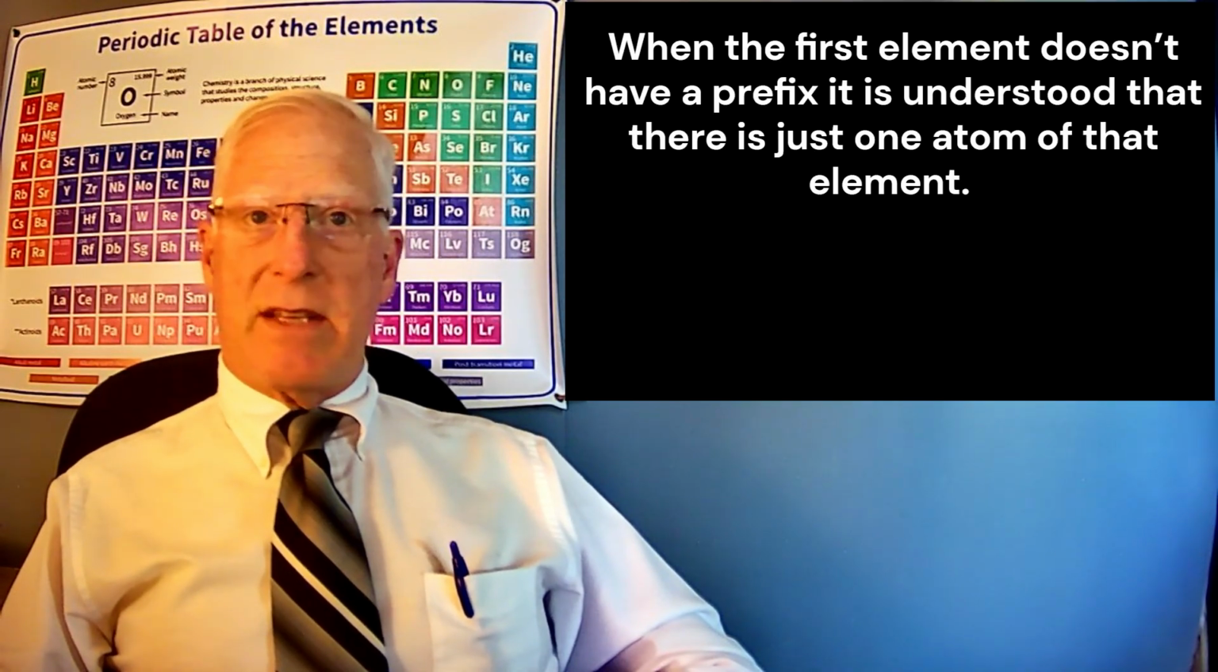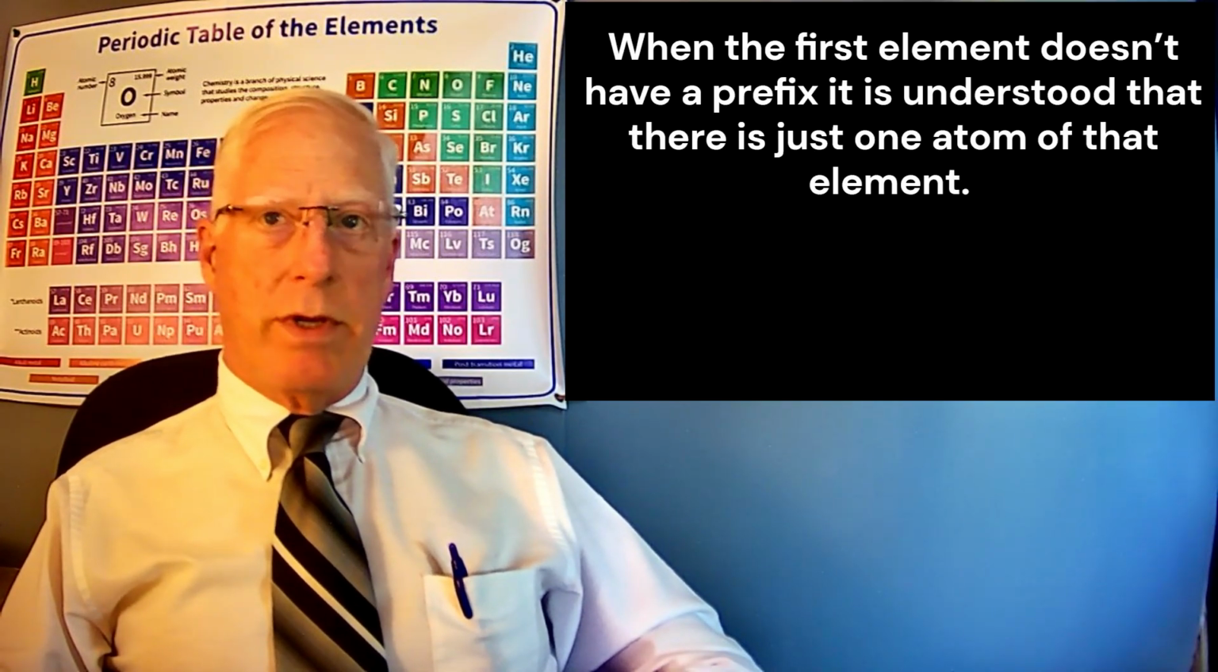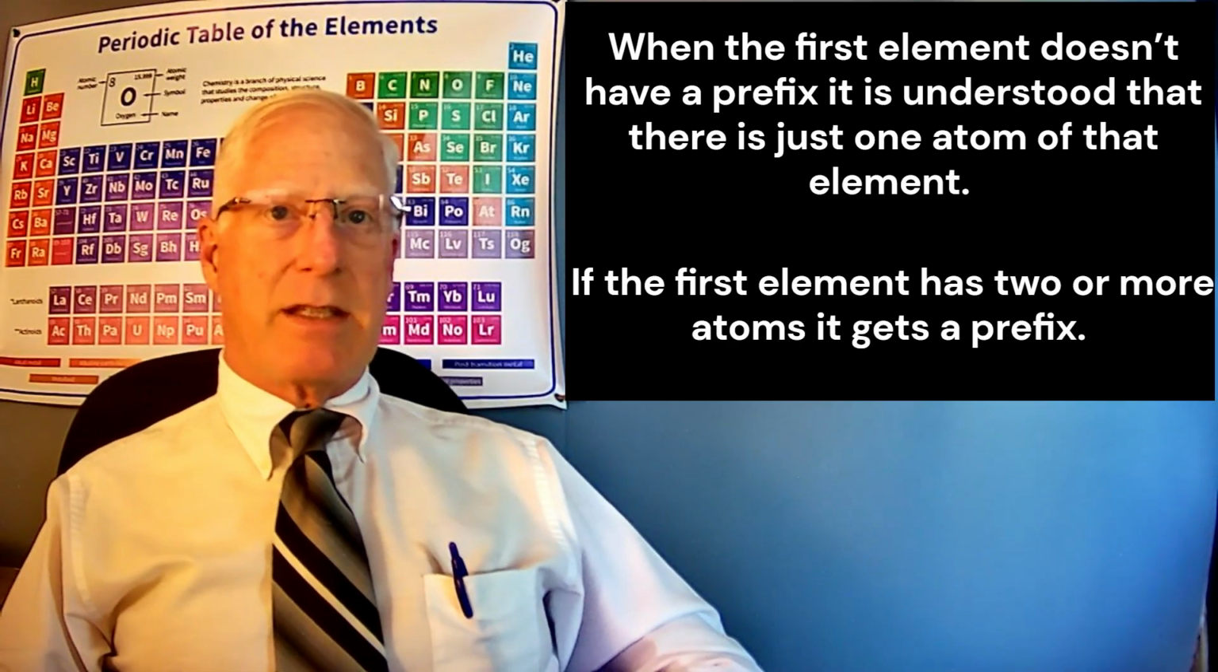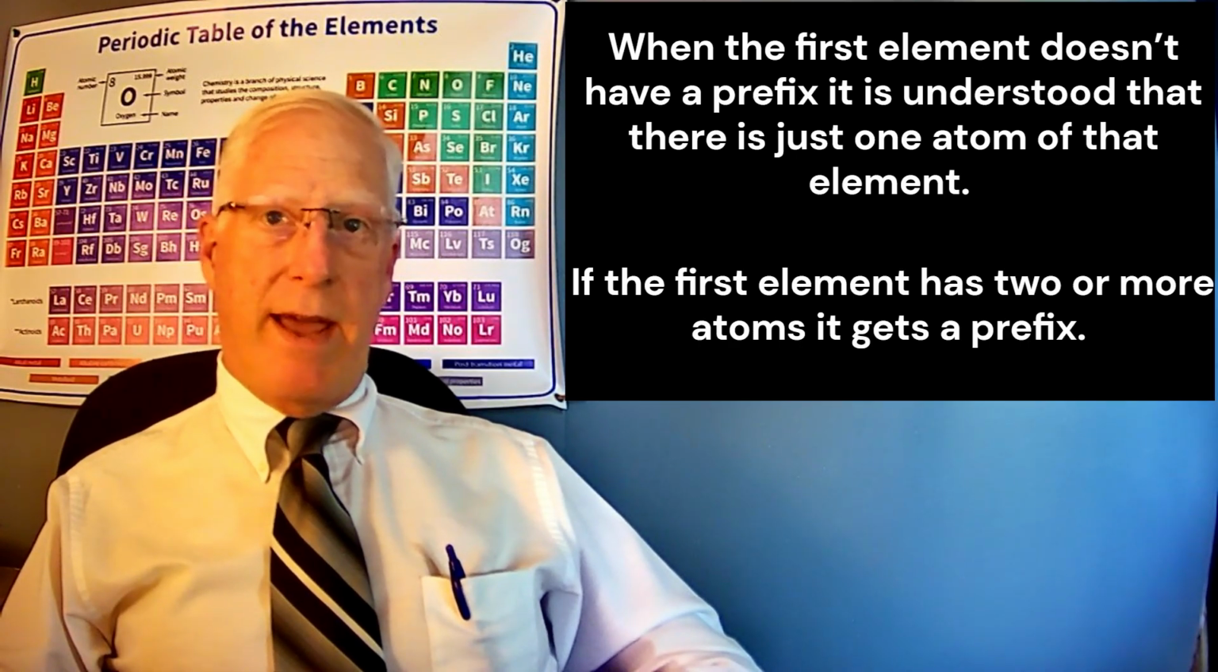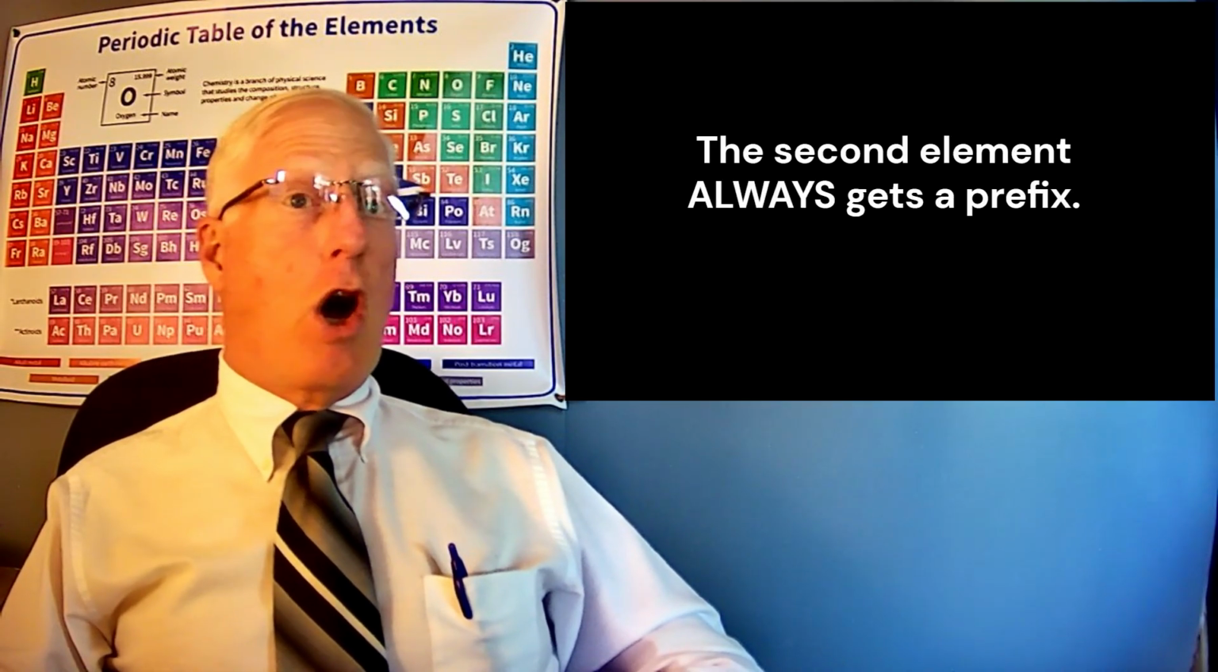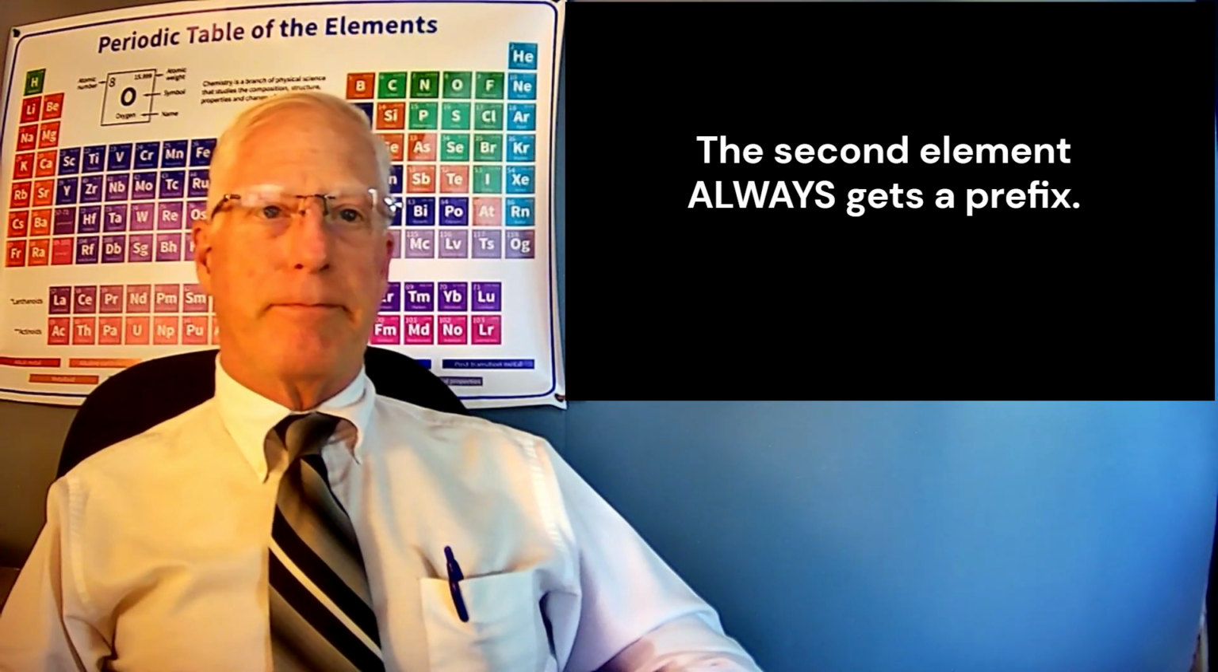If the first element doesn't have a prefix, it's understood to be 1. So the first element gets a prefix only if there's more than 1 atom. The second element always gets a prefix. Binary covalent compounds are pretty simple because you're basically just doing what the name tells you to do. You're writing down what the name tells you.